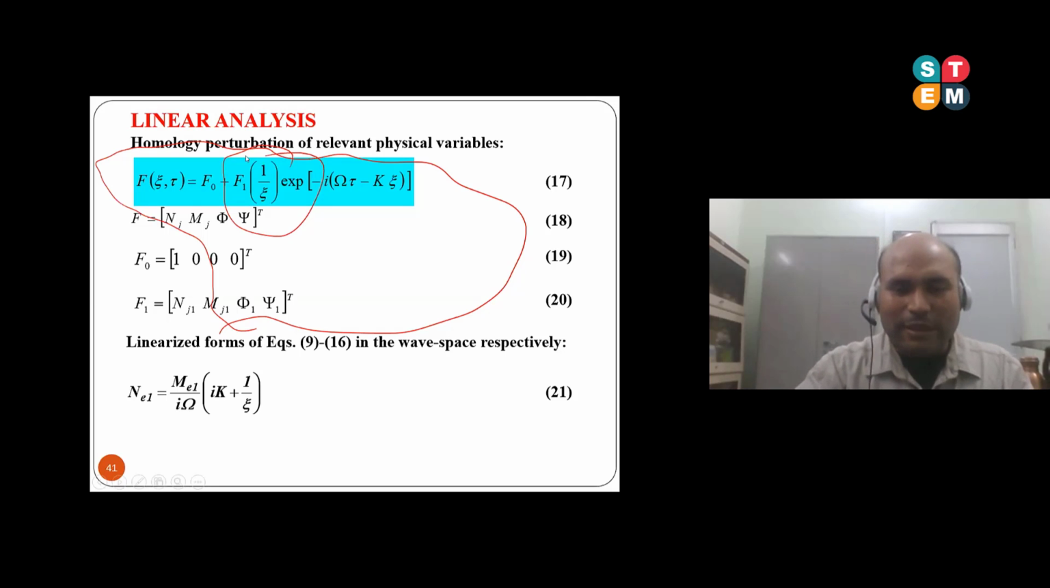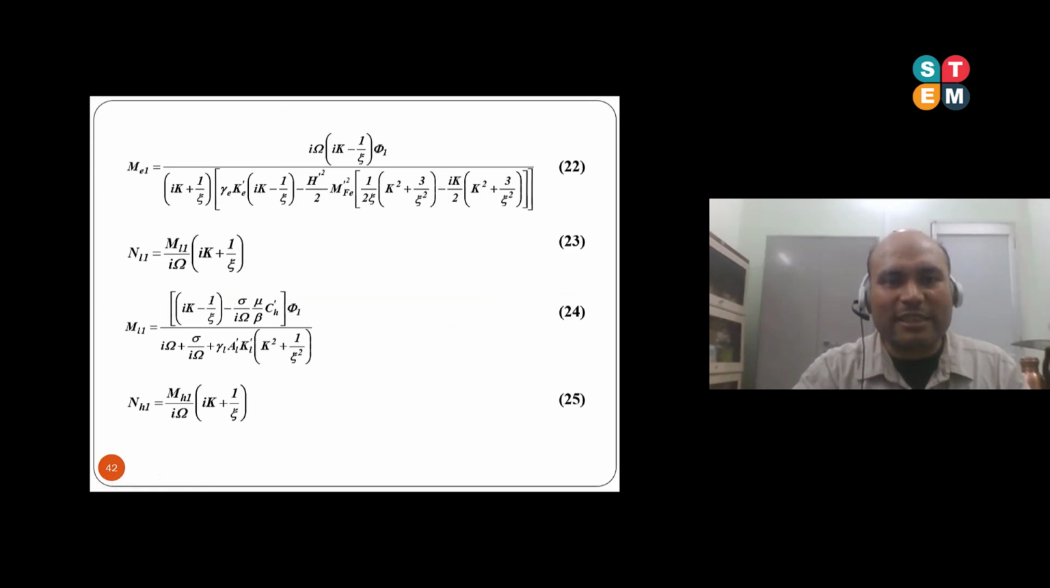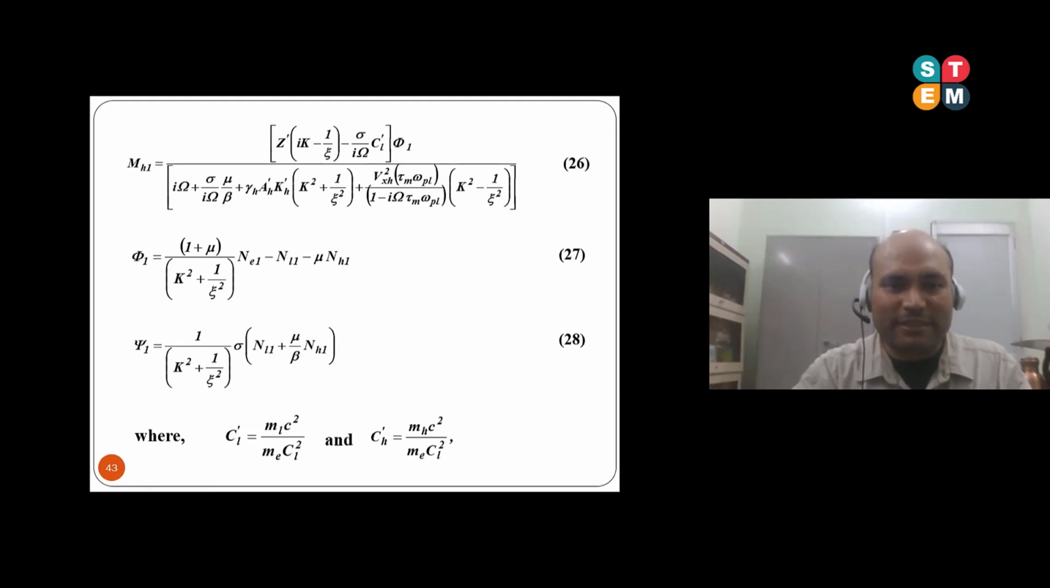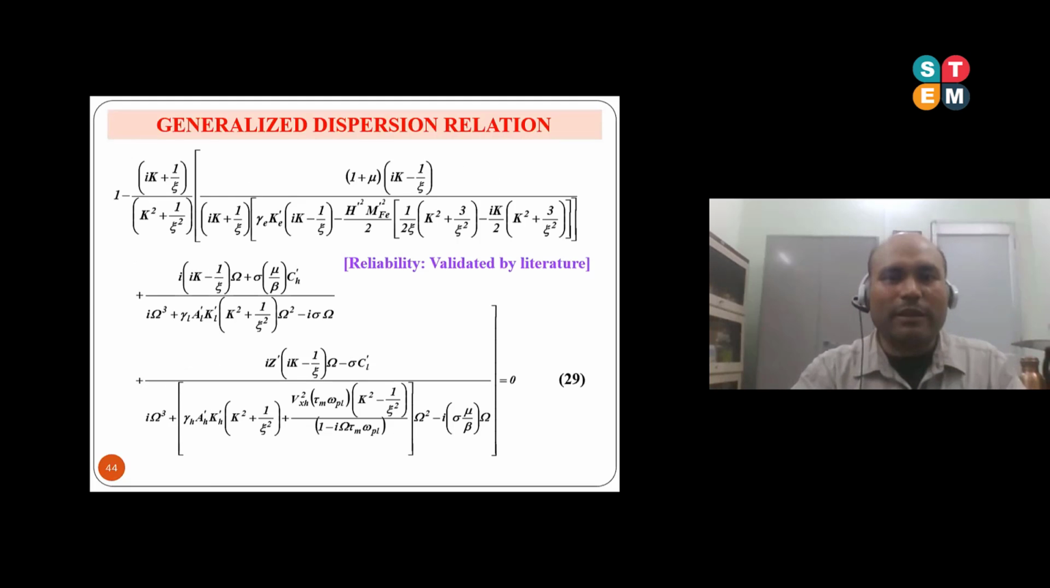Okay, fine. So after substitution, we get the linearized form of the equations in the omega-k space, that is your Fourier space. Fine. So after the method of decoupling and simplification, what do we get? The dispersion relation in complex form. Fine. And here different terms are there.